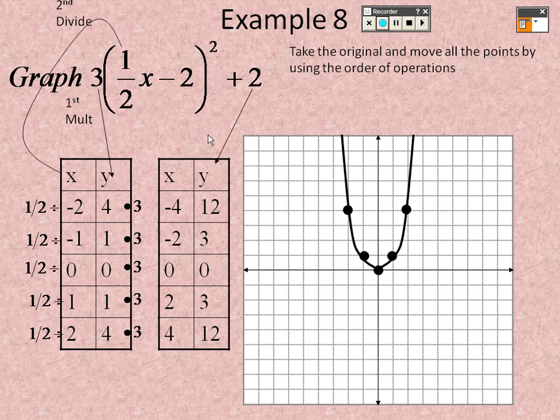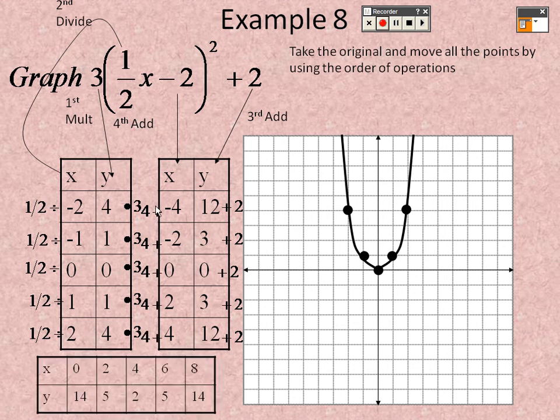Okay, then that means I need to move everything up 2. So I add 2 to all of those to move it up. That means I add 4. And why am I adding 4? Because I solved this for 0. That's why. What makes this 0? 4 actually makes it 0. Right? Because 4 times a half is 2. 2 minus 2 is 0. So I actually have to figure out what makes that 0 inside of there. And that's a 4. So I add 4 to everything.